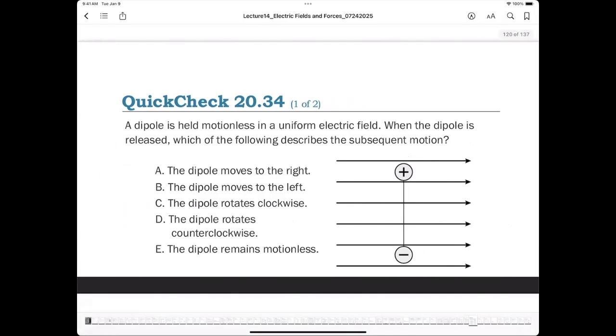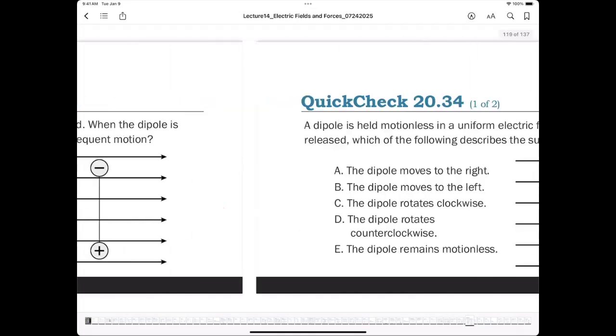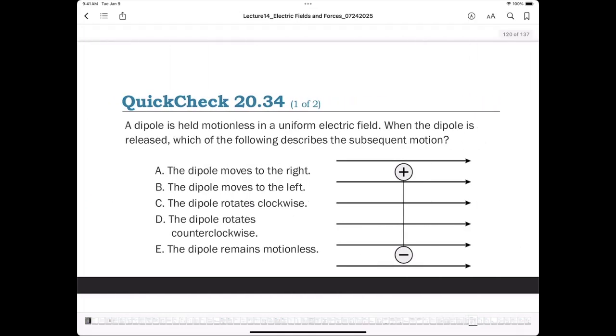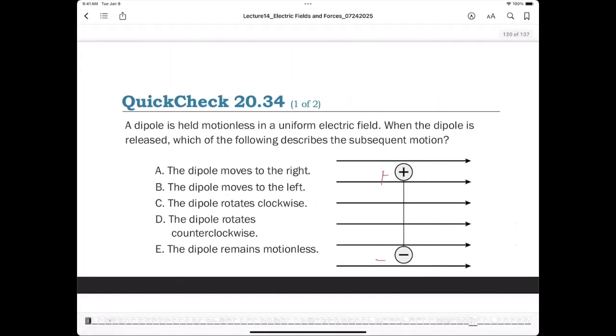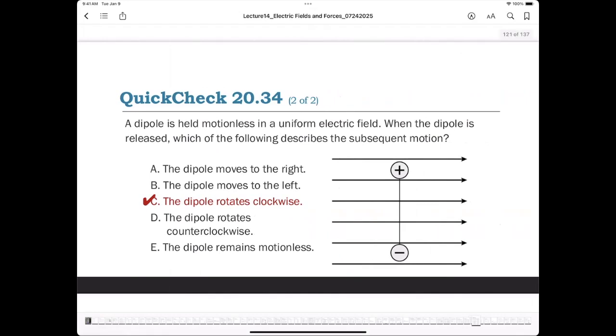Let's see the other one. A dipole is held motionless in a uniform field, and when the dipole is released, which of the following describes the motion? This one is similar to the previous one, but here the positive is on this side and the negative is on this side. So the positive will go in this direction and the negative in this direction, which means it will rotate clockwise. So it is C. That makes sense to you?